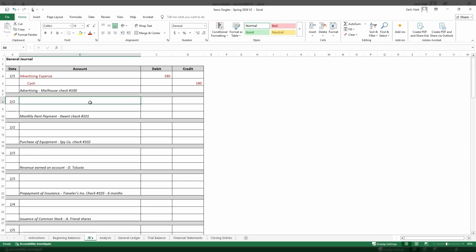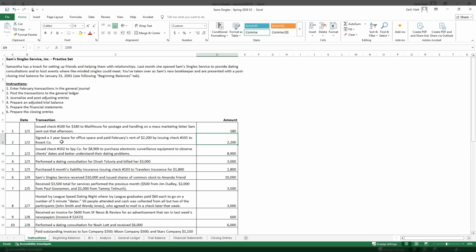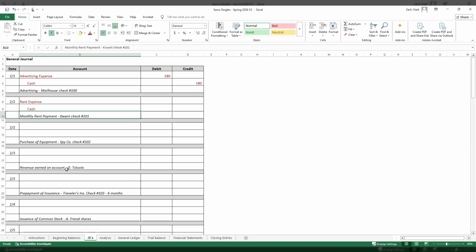So we can go here. Again, somewhat similar to advertising expense. It's an expense, but now we're paying for rent. And same situation in this instance, we mentioned in the instructions that we issued a check, so the payment was made, so therefore we will credit our cash account.